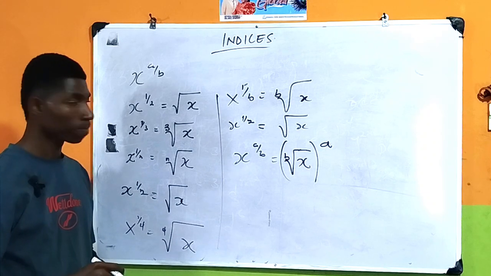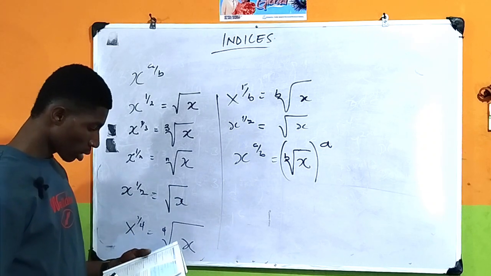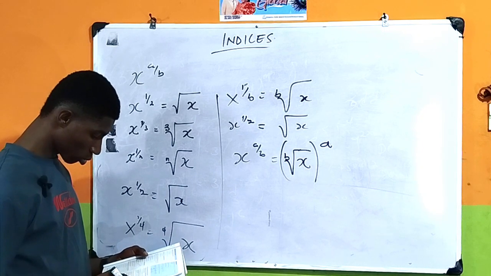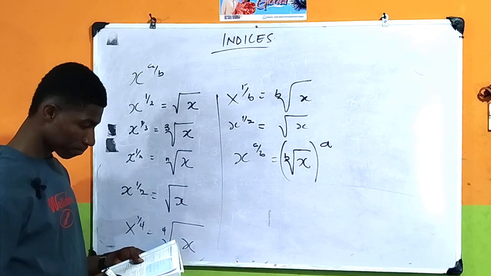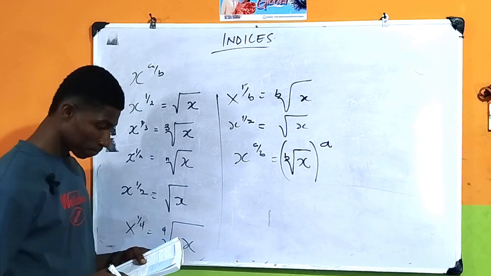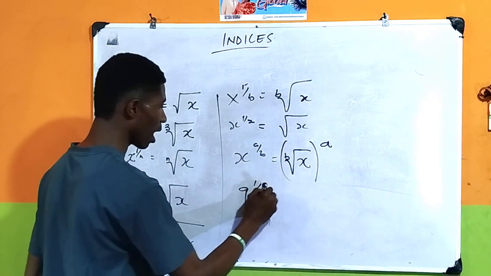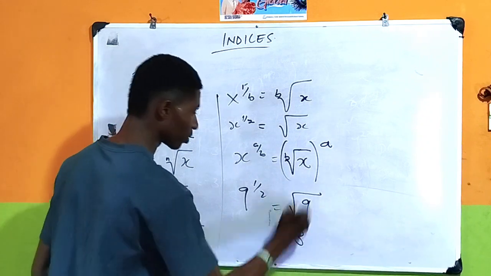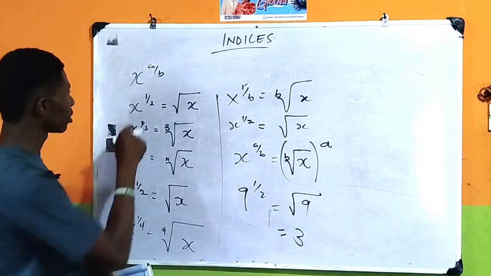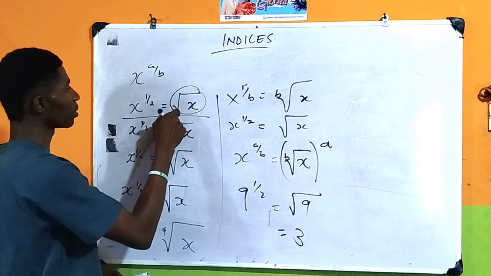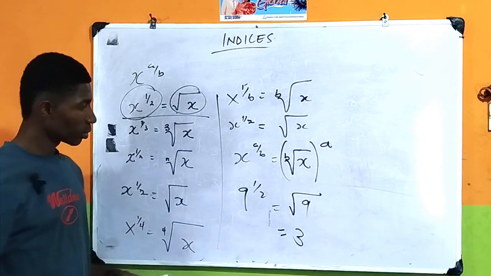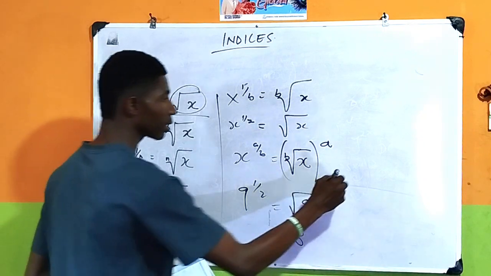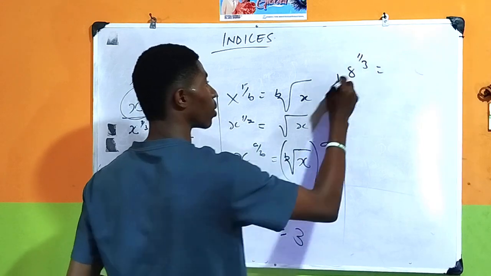I hope it's clear. Yes, it's very, very clear. Now, let's take more examples for understanding, for clarity. Okay, now 9 power half is same as what? Square root of 9, which is equal to what? 3, right? Power half means square root. So 9 power half means the square root of 9. And 8 power 1 over 3 is equal to what?